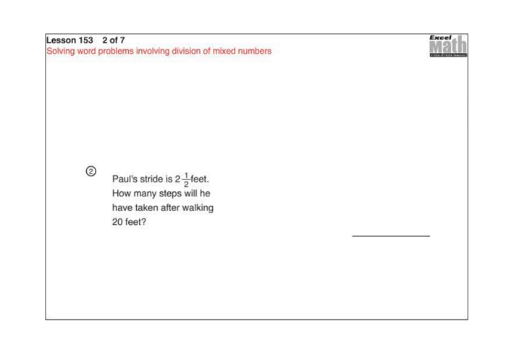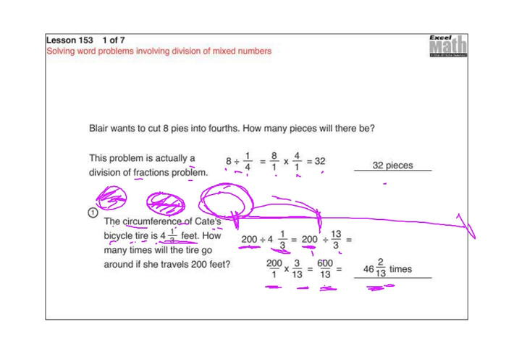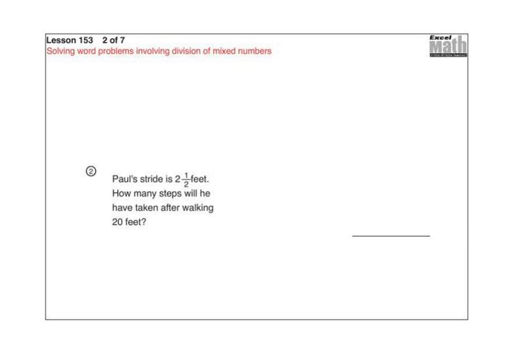Paul's stride, that means how far you step, is 2.5 feet. How many steps will he have taken after walking 20 feet? What kind of a problem is this? Wait a minute. What was the first page telling us? Solving word problems using division of mixed numbers. So what kind of a problem is this? Division. And think about it. You guys should be able to figure that out.